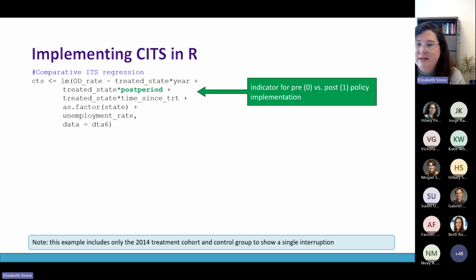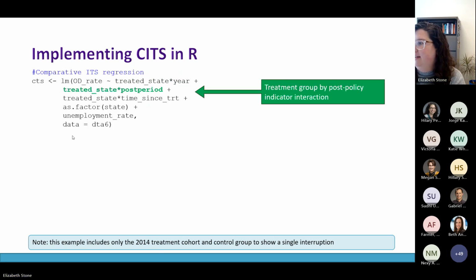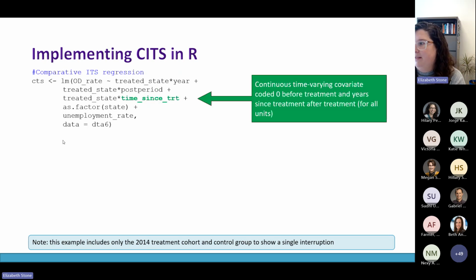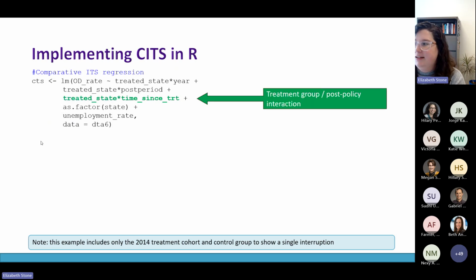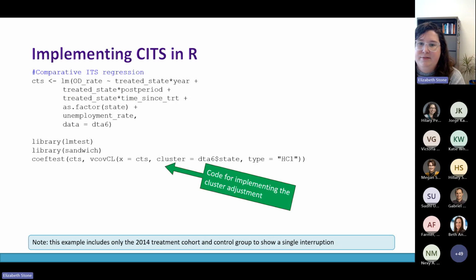And highlighting the rest of those key variables, we have our pre-post treatment indicator and its interaction with the treatment state variable, our time since treatment variable that we had also in the ITS model, and its interaction with the treatment state variable. And then again, we're clustering standard errors at the state level to account for the repeated measures over time.